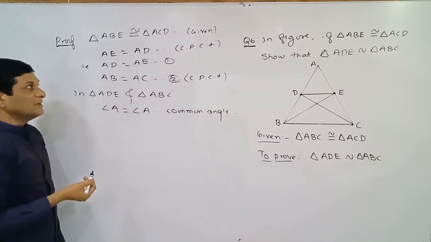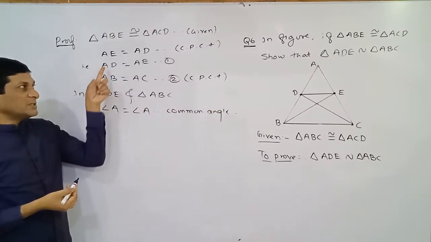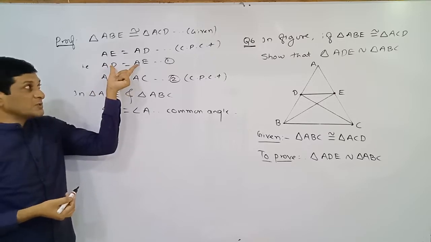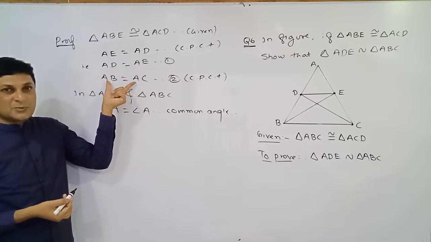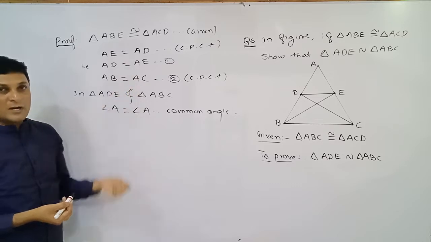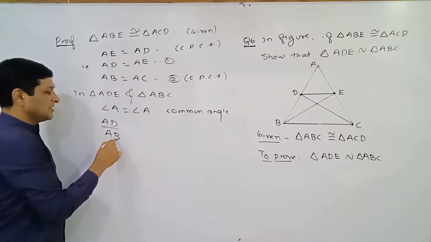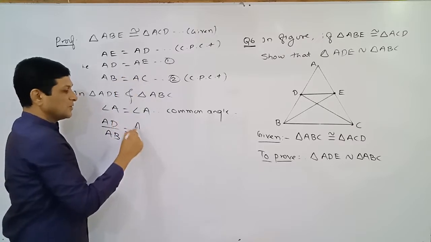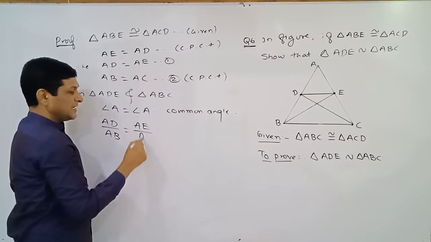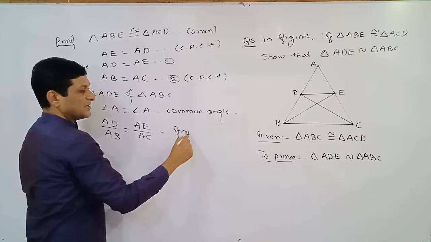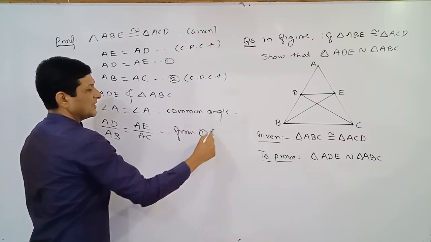If you observe these two equations, these two sides are equal and these two sides are also equal, which means the ratios are also equal. So here we can say that AD upon AB will be equal to AE upon AC. We are getting this result from equations first and second.